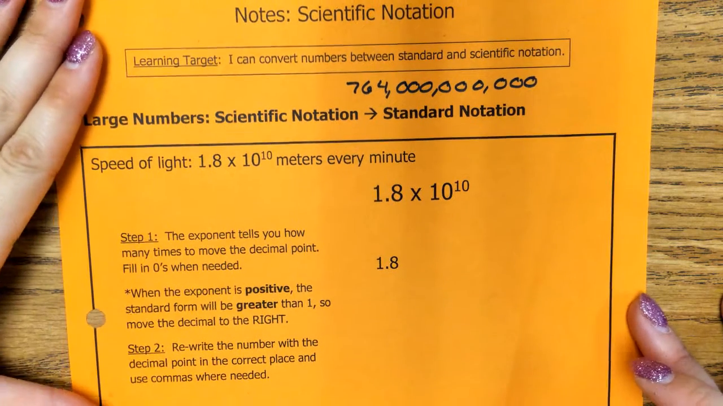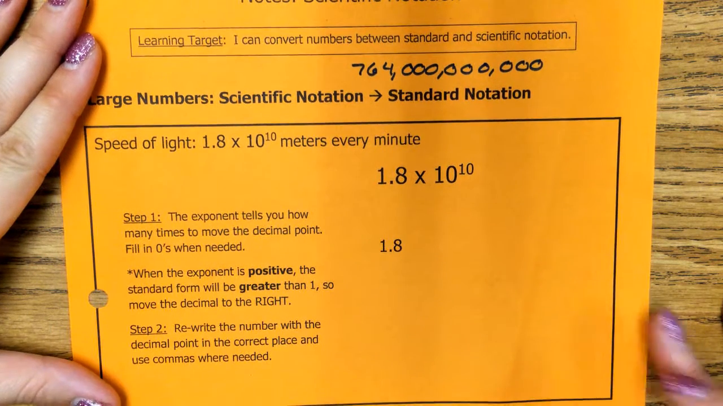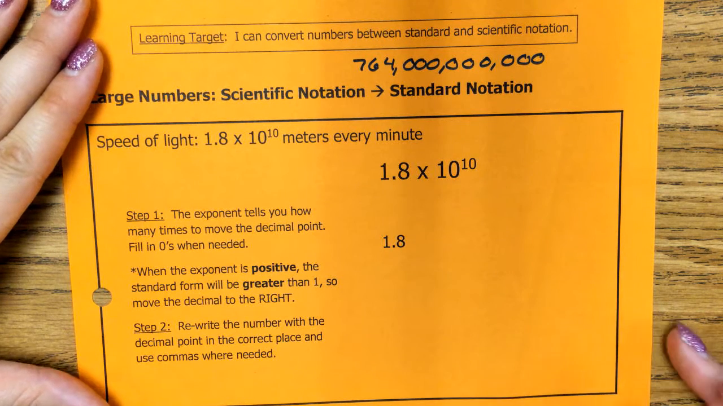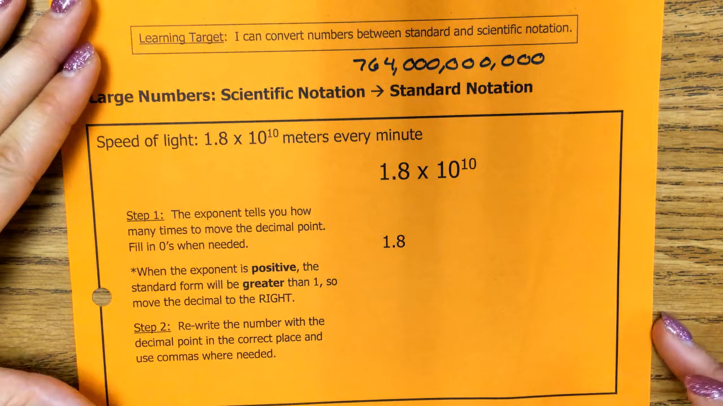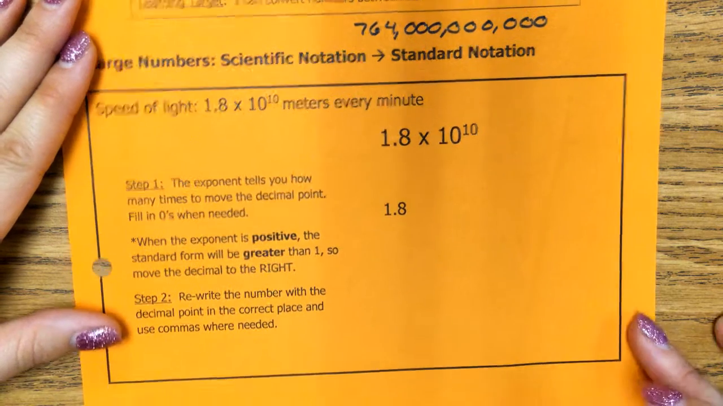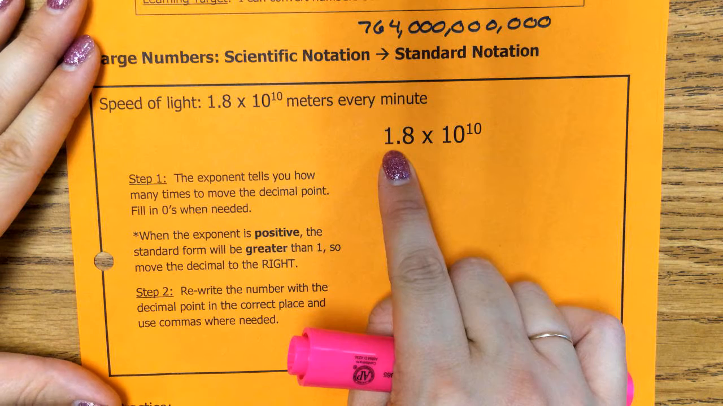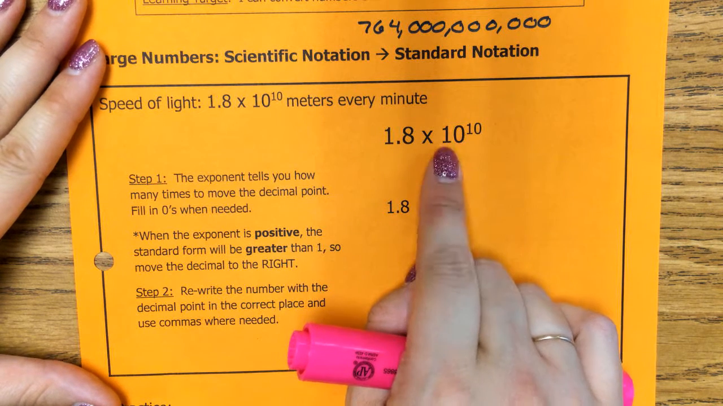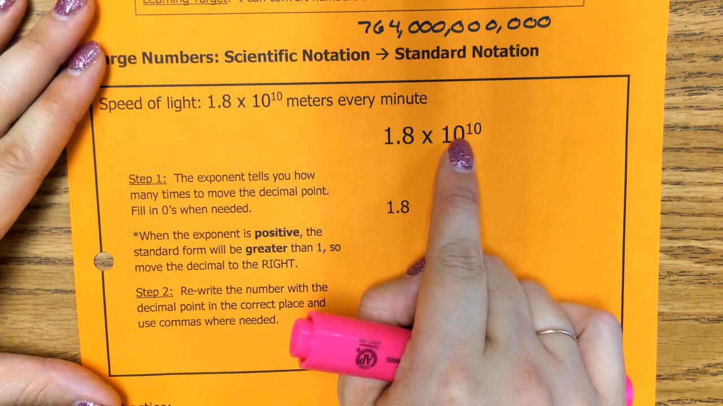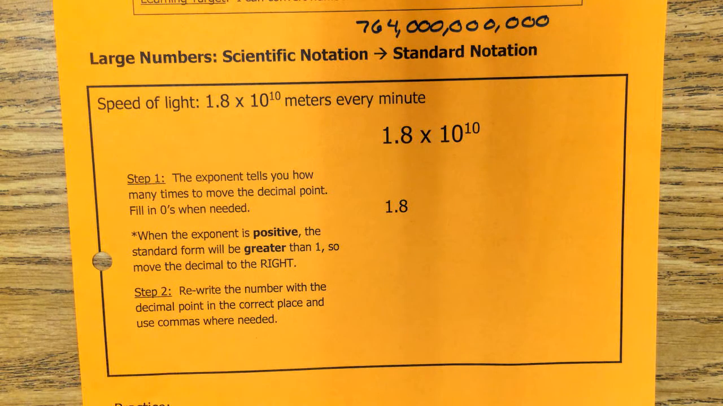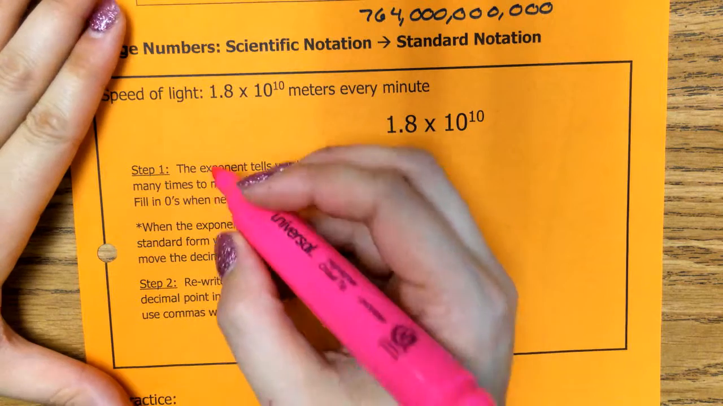So let's look at this first one. The speed of light is 1.8 times 10 to the 10th meters every minute. So that's really fast, right? That's a huge number. So when you see scientific notation, you're always going to see one number before the decimal point, and it's always going to be times 10 to an exponent. That's just the way it's written. It's always times 10.